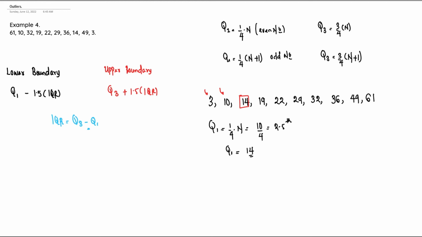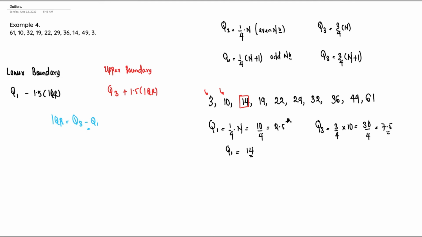So let's get the third quartile. Our Q3 is going to be equal to 3 over 4 times 10. That's going to be equal to 30 divided by 4. And when we do the math with our calculator, 30 divided by 4 is going to give us 7.5. So let's locate the 7.5th position.